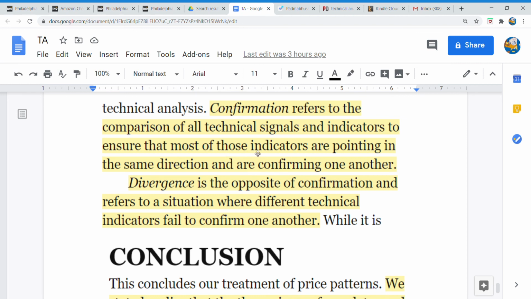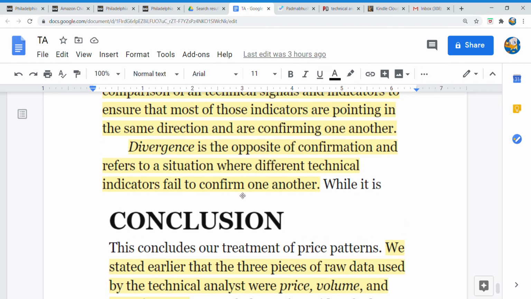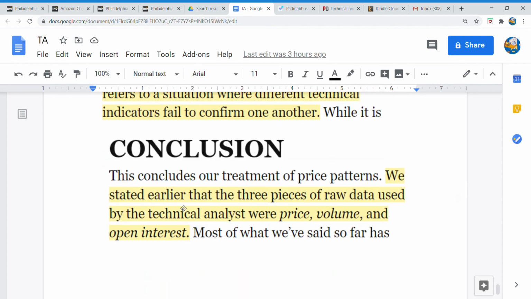Divergence is the opposite of confirmation and refers to a situation where different technical indicators fail to confirm one another. So when most of the technical indicators are pointing towards one direction, then it is called confirmation, and divergence is the opposite of that.